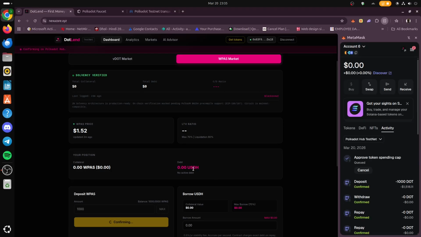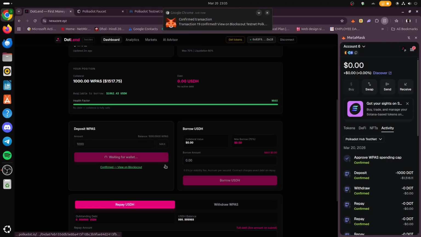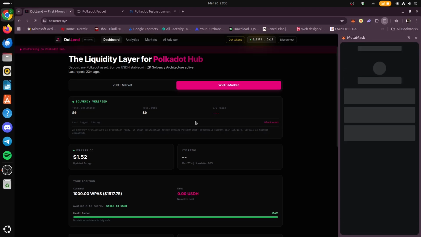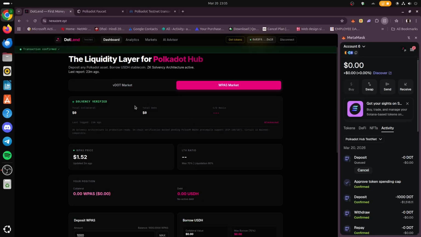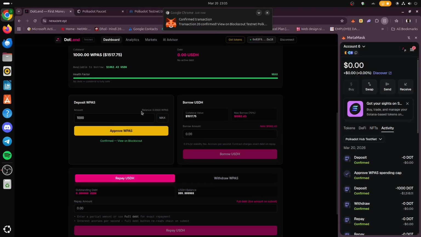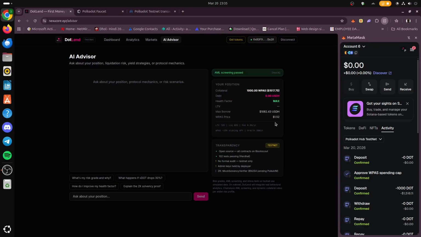Same thing, and there's nothing different. It's a wrapped Passio token, and that's a vDOT market, that's a vDOT token. That's a simple thing. Now same borrow, repay, same thing. There's nothing different about it. You can also use your AI advisor on your WPS. You can ask any kind of question related to your position, your transactions, your interest, your debt, your collateral, your LTV, your health factor, etc.